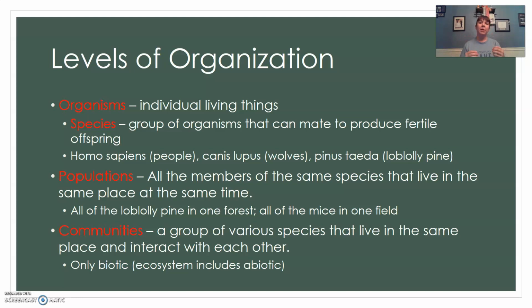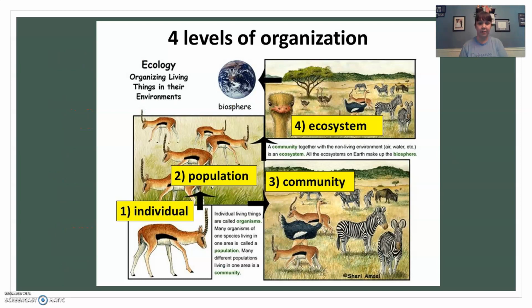So our communities only involve our living things, our biotic: it could be the plants, the animals, the fungus, the bacteria, but it doesn't include the abiotic. The ecosystem does. So a community is the biotic, the living things. The ecosystem as a whole does include our soil and water and rocks and all that good stuff.